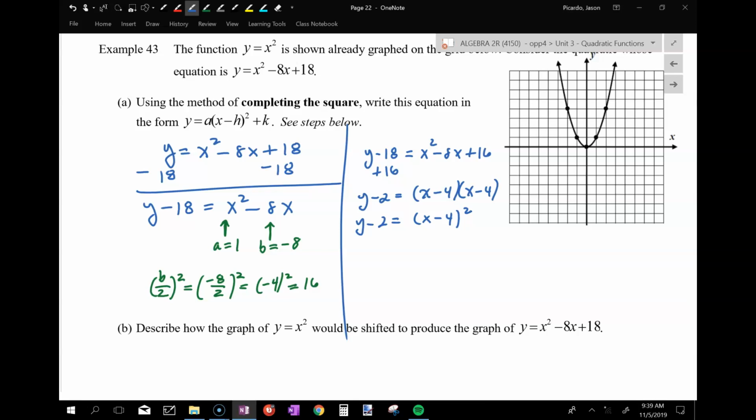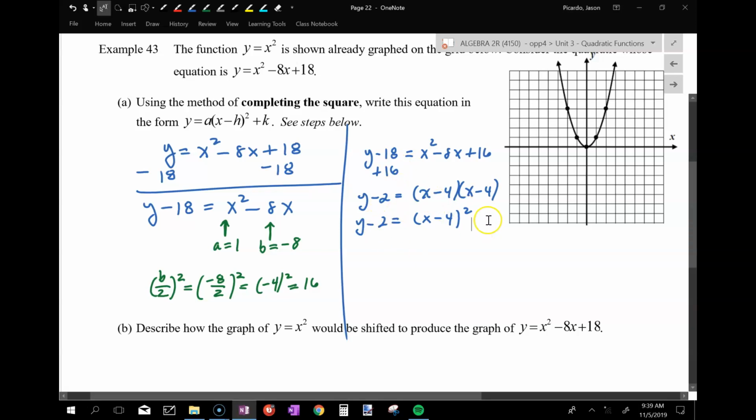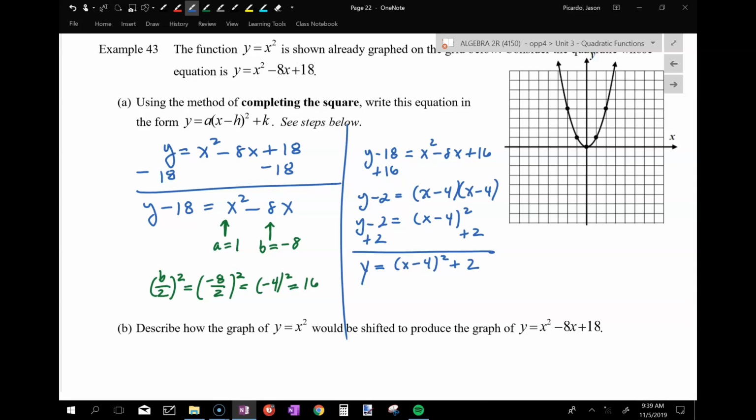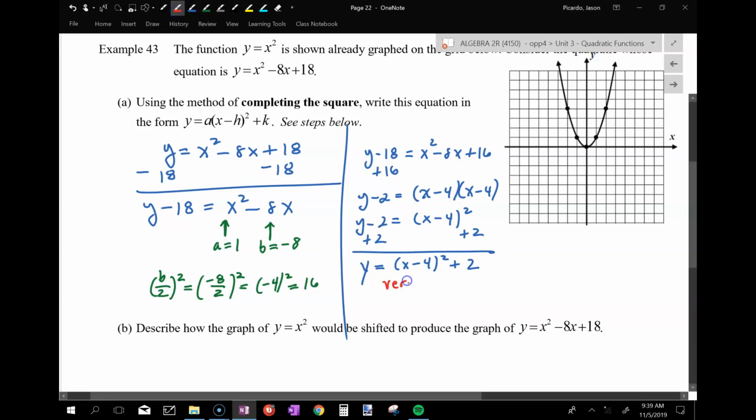All right, last thing I'm going to do now, guys, is put this 2 back over here. So I'm going to take this -2 and put it back over here. And I get that. Now we're going to do another example of this in a minute. But what I created was something known as vertex form. Please do me a favor. That is vertex form.